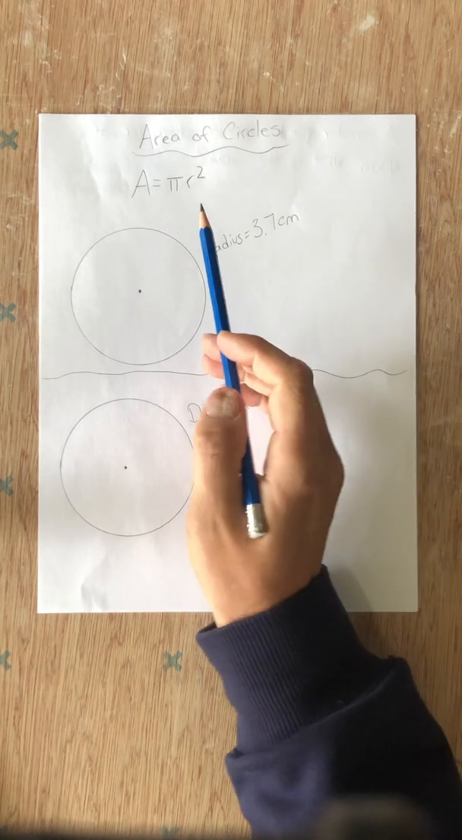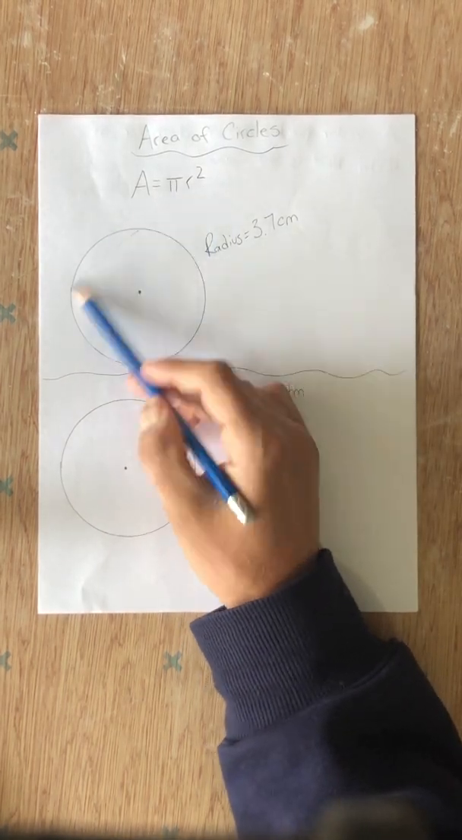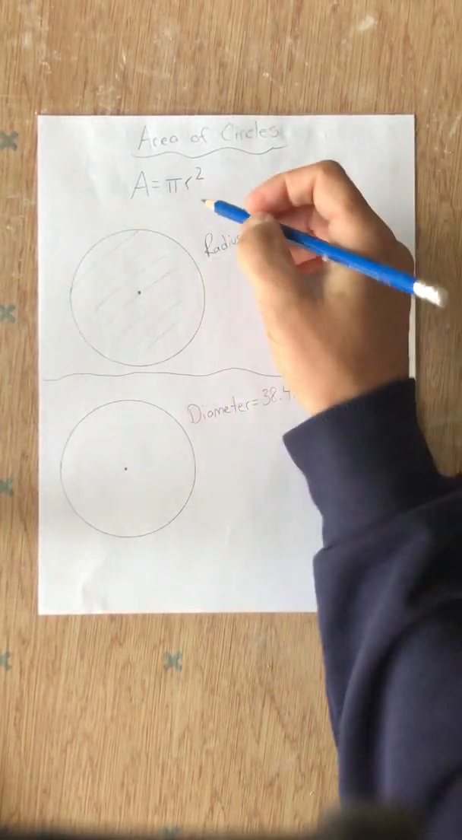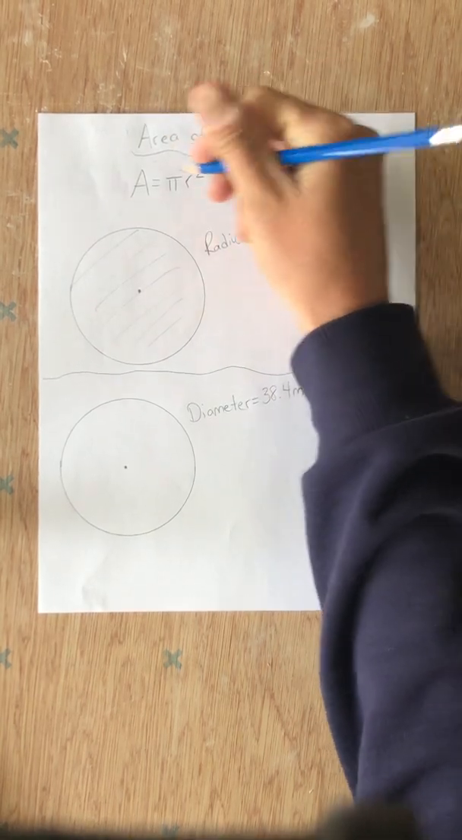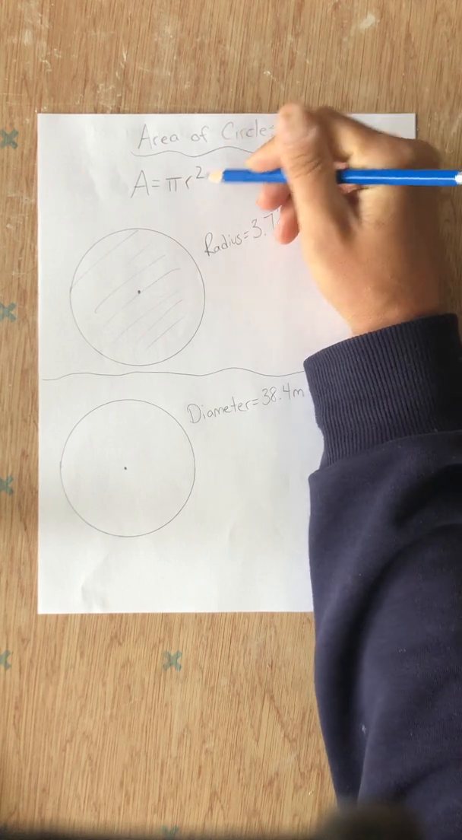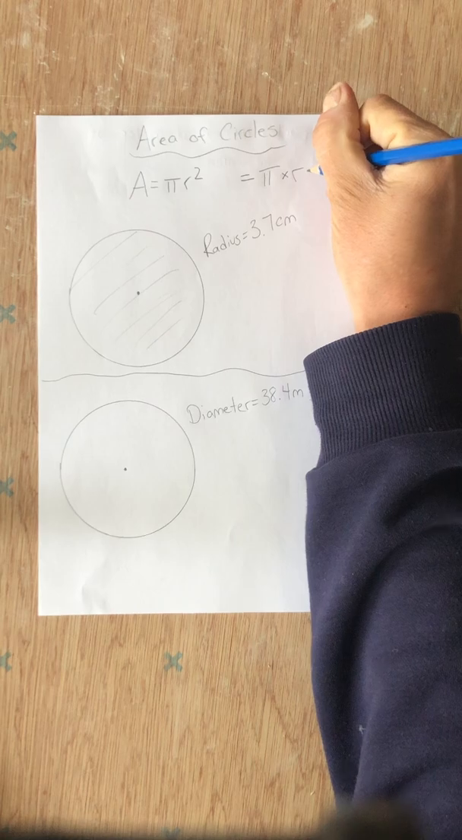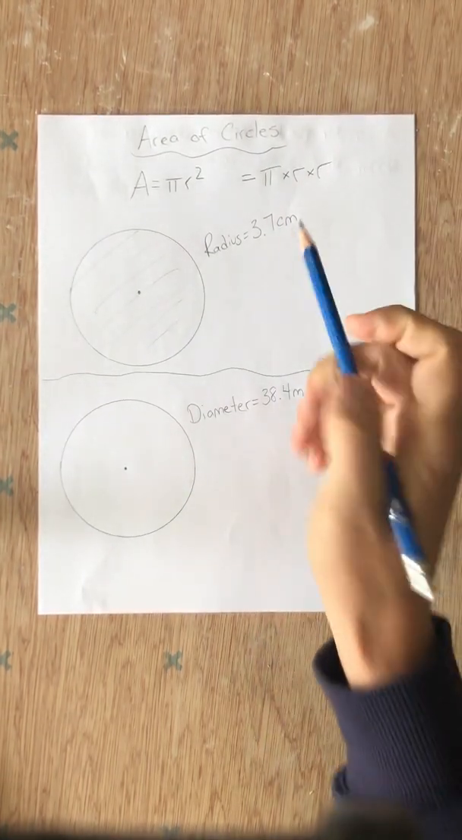So again, we're using this formula here, area equals pi r squared, to calculate the area, the face of these circles. And remember what r squared means. Area is pi times the radius squared, and radius squared doesn't mean radius times 2. It means radius times radius. So we're timesing it by the radius 2 times.